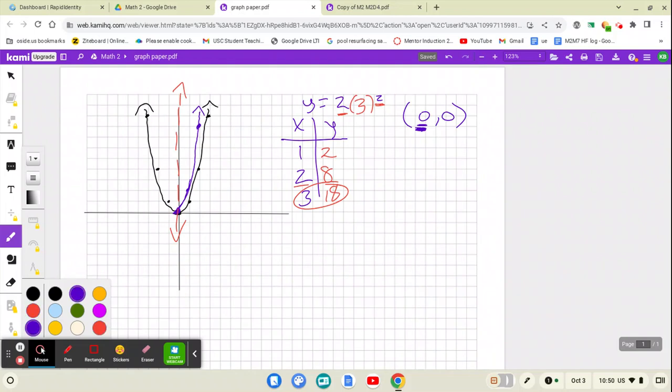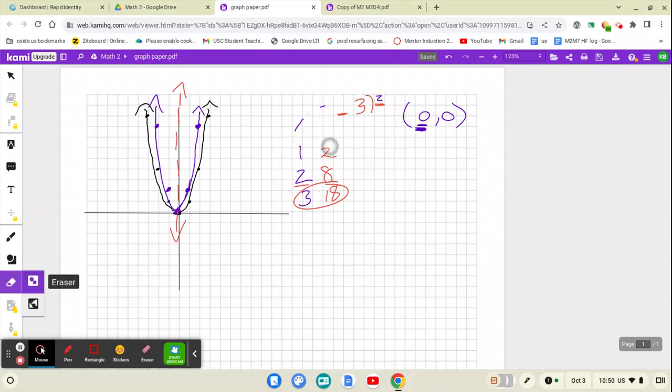But I've got this line of symmetry, which means this point right here, the 1, 2, has another point that is 1 unit on the left side of the line of symmetry, because this point is 1 unit on the right side. This point up here, the 2, 8, is 2 units to the right of the line of symmetry, which means I have another point 2 units to the left of the line of symmetry. And now I have the other half of my parabola.